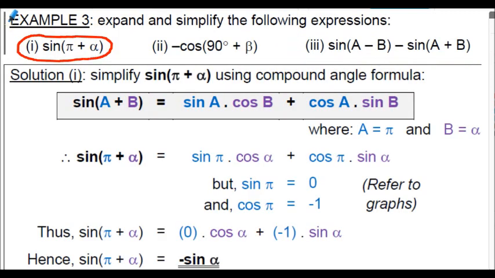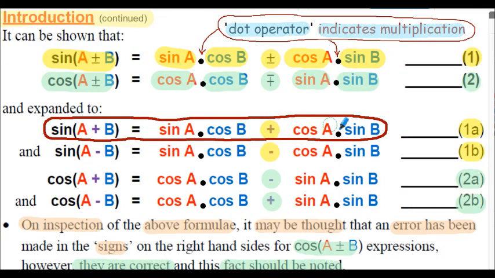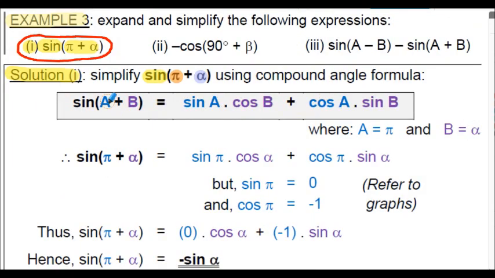So example 3, this is part 1. We've got to expand and simplify sine of in the bracket pi plus alpha. So here's the solution to part 1. From the expression given, we have the sine of the sum of two angles. The angles are pi and alpha. So choosing the appropriate compound angle formula, this is the formula we'll be using, labelled 1A. So in this case, angle A will be pi, angle B will be alpha.